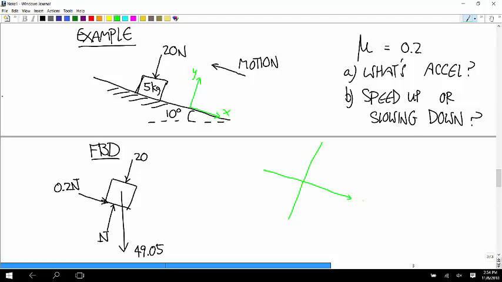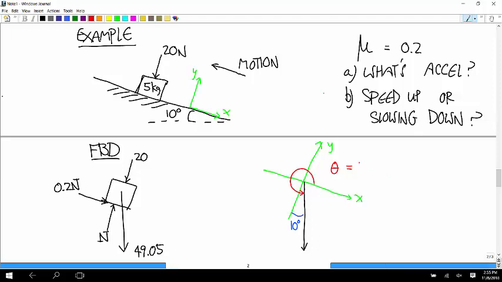To figure out the components of the weight force, the weight is straight down like this. This angle is 10 degrees. Theta is this. So theta is equal to 270 plus 10, so 280.